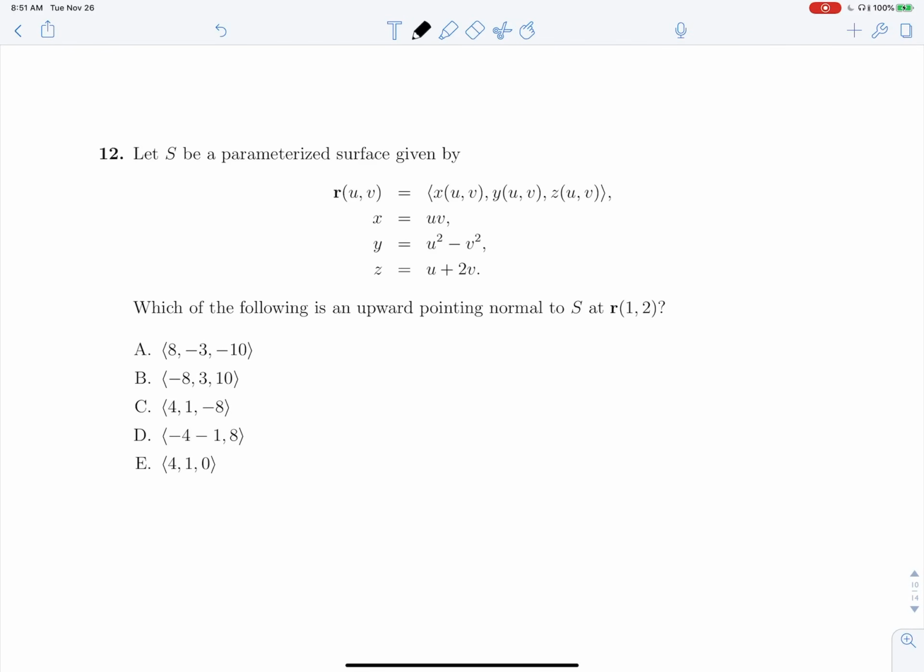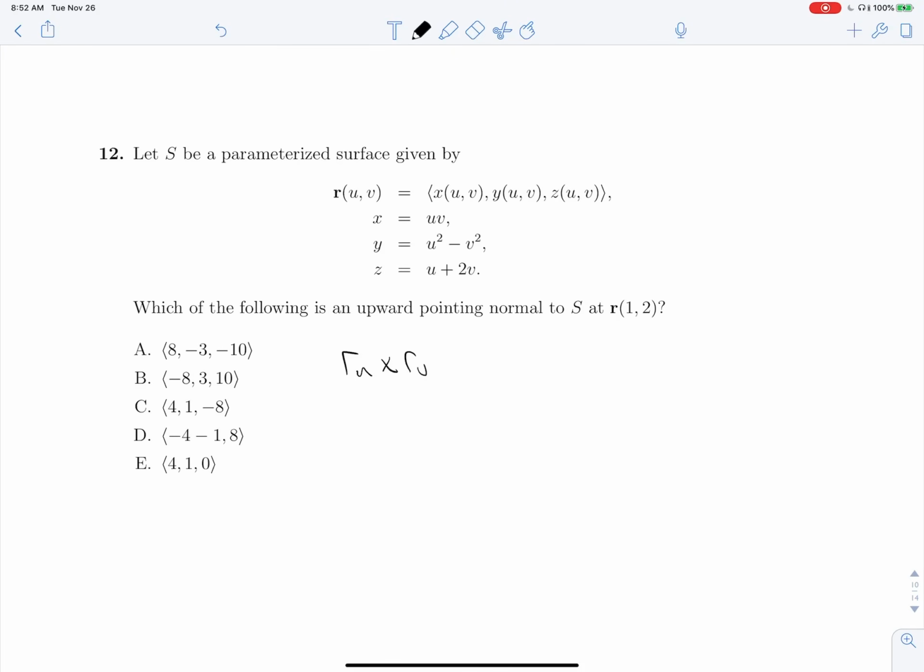Let S be a parametrized surface given by R of u and v, where it's composed of x as a function of u and v, y as a function of u and v, and z as a function of u and v. They are looking for the upward pointing normal to S at (1, 2). So we know that the normal of a parametrized surface like this is given by Ru cross Rv, where Ru and Rv are the partial derivatives of R with respect to u or v.